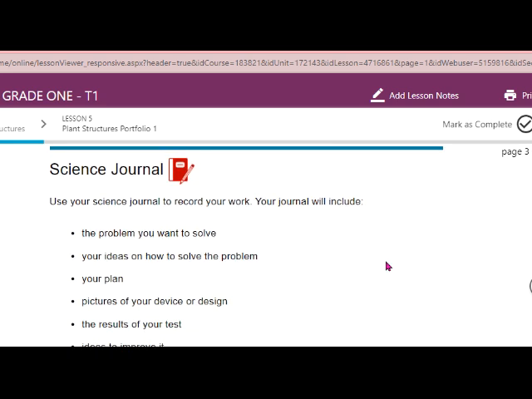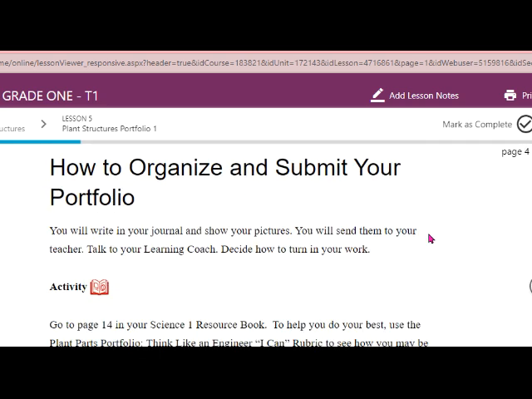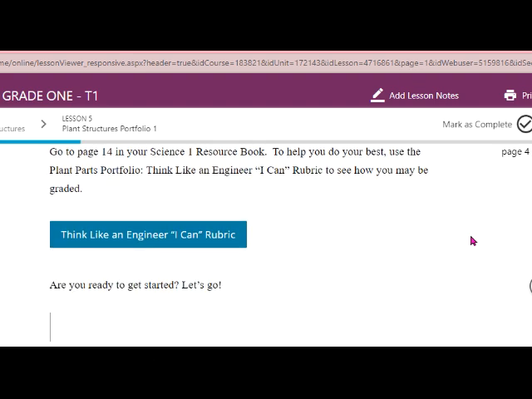So you're going to use your science journal. I don't have a science journal that looks just like yours, but I do have a science journal that I'm going to use as a guide to help you complete your own. You're going to include all of these parts: the problem you want to solve, your ideas on how to solve the problem, your plan, pictures of your device or design, the results of your test, and ideas to improve it. All right, so you will write in your journal and you will show your pictures. Then you will send them to your teacher.